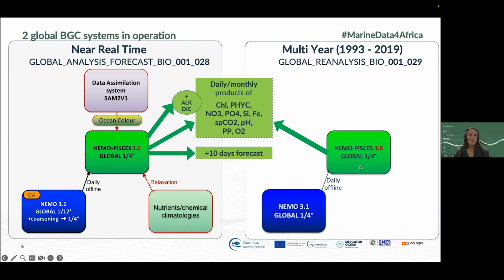Both systems provide daily and monthly fields of chlorophyll, phytoplankton carbon biomass, nitrates, phosphates, silicates, iron, surface partial pressure of CO2, pH, primary production, and oxygen. And on top of that, the near real-time system also provides alkalinity and dissolved inorganic carbon concentrations and 10 days of forecasts.